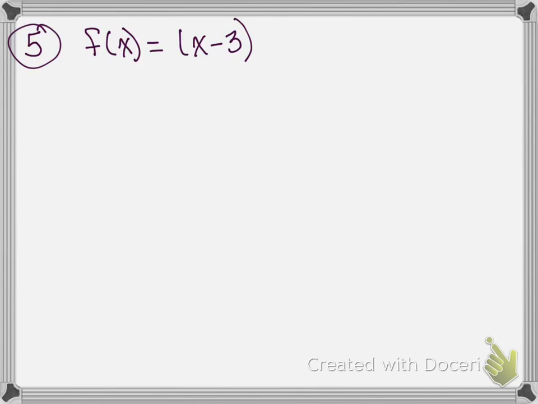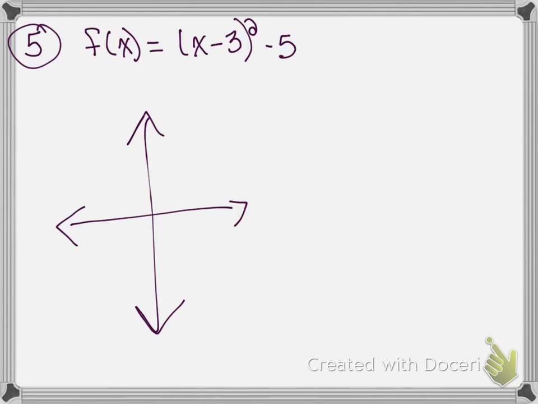Okay, number 5. Now this one is one that you want to be able to think about without Desmos. You want to be able to think about what this means. So number 5 is we are graphing f of x equals x minus 3 squared minus 5. And here is my x and y axis.